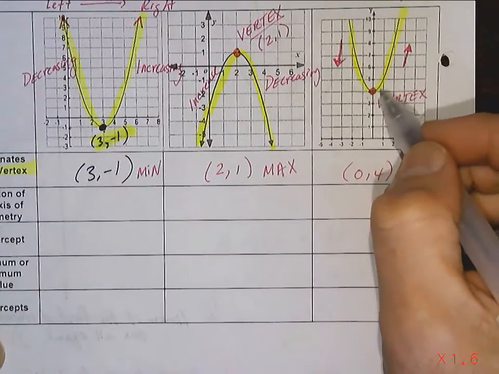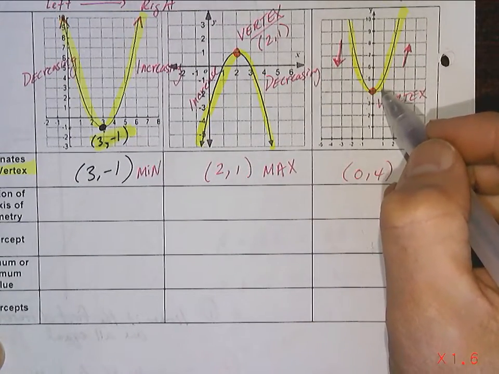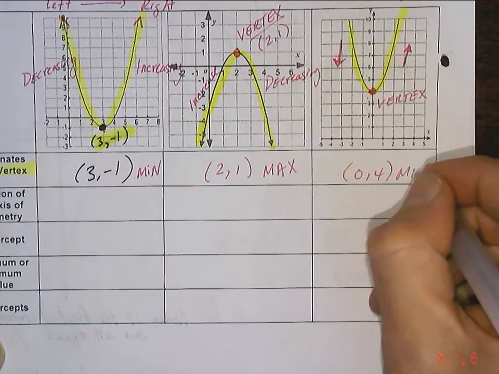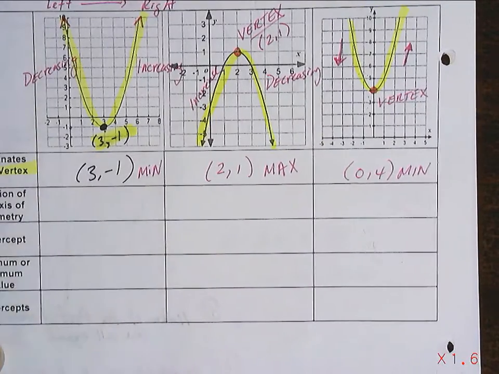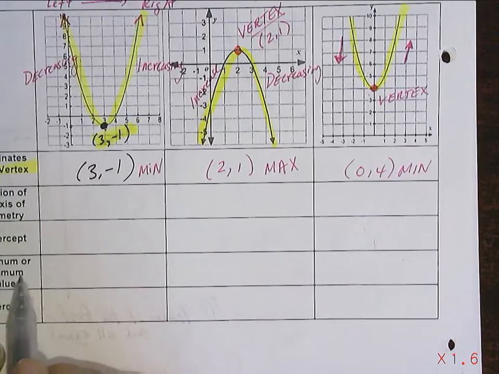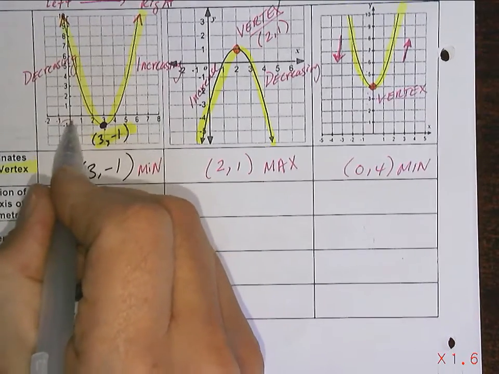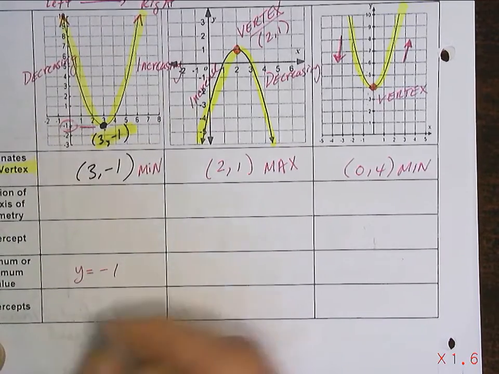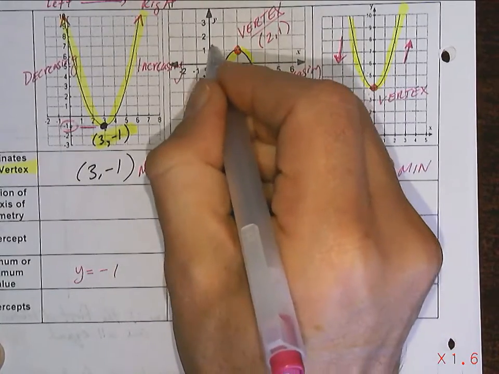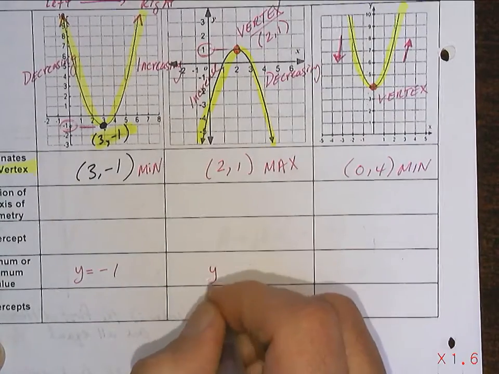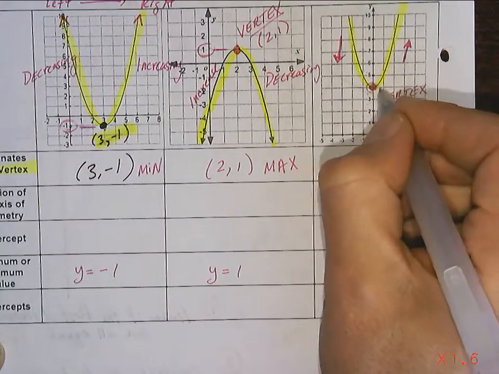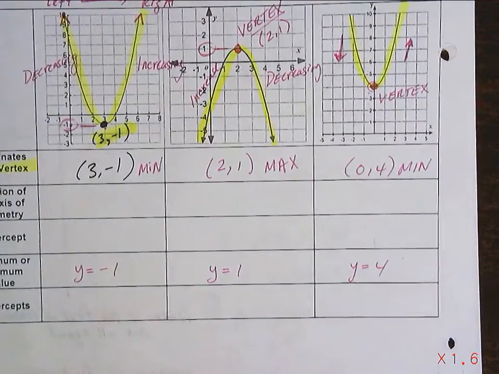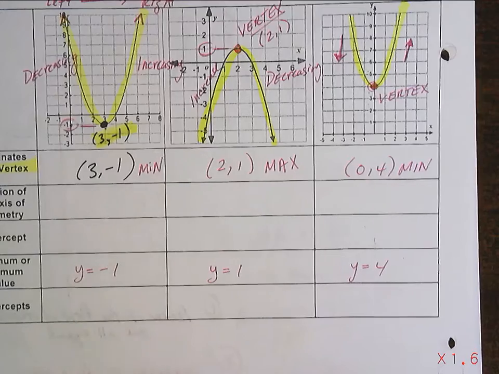So what would this be? A maximum or a minimum? It's a minimum. Come down, down, down, hit a minimum, then up, up, up. What is the value of the minimum? Well, in this case, the value of the minimum is -1. That's the lowest y value. In this case, what's the value of the maximum? +1. Are we good with that? Okay. Next.